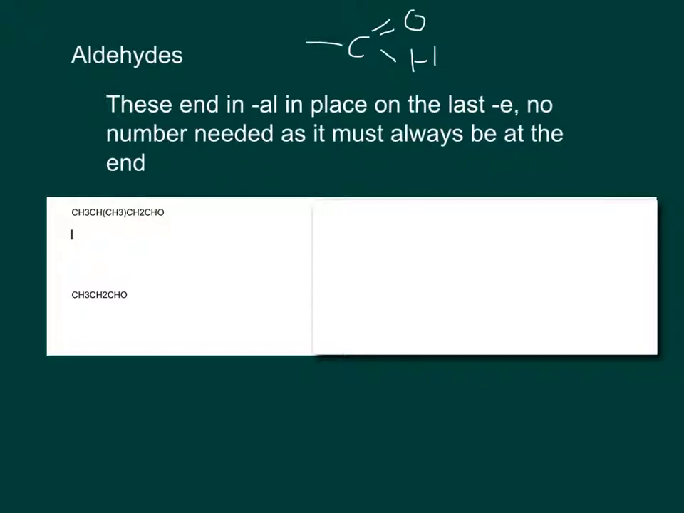So let's tackle it. Right, this last one I have got 1, 2, 3 carbons. So I'm going to start off with it being prop. It ends in al because it's an aldehyde, so it just becomes propanal, like so. And again, it's got to be on the end.